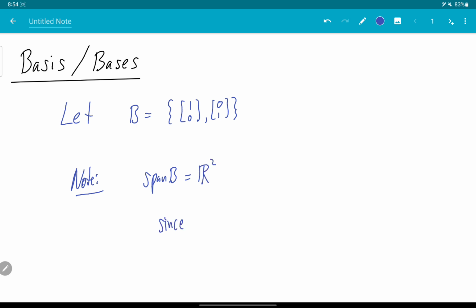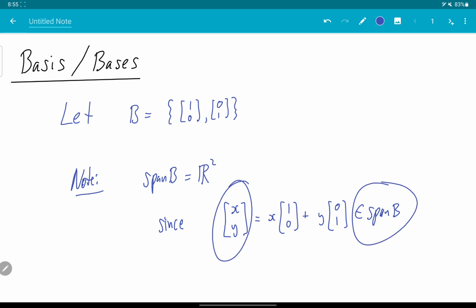Since, well, if I have something chosen at random in R2, I can decompose it like so. And that's obviously in the span of B. Okay, so anything in R2 is in the span of B. And obviously, everything in span B is in R2. So we get this equation.